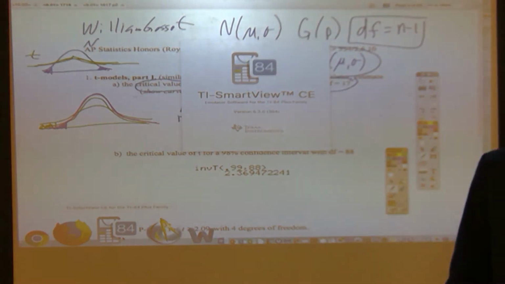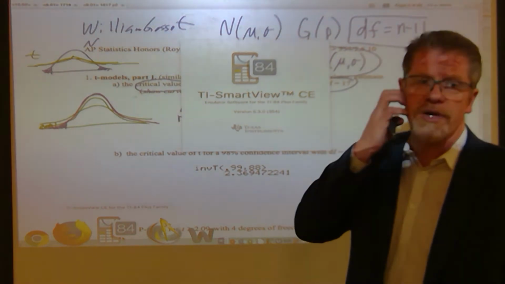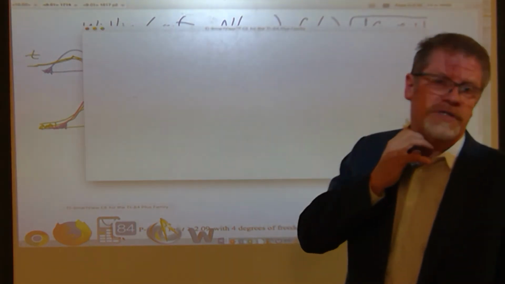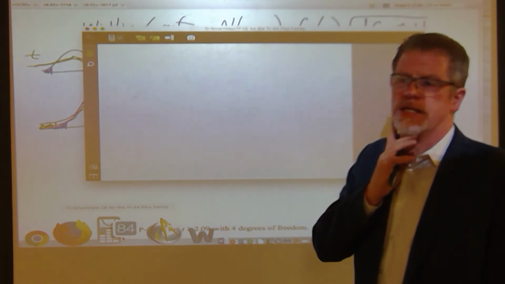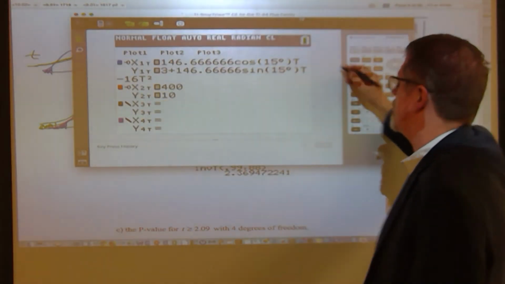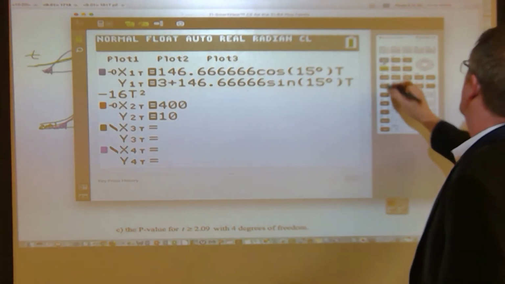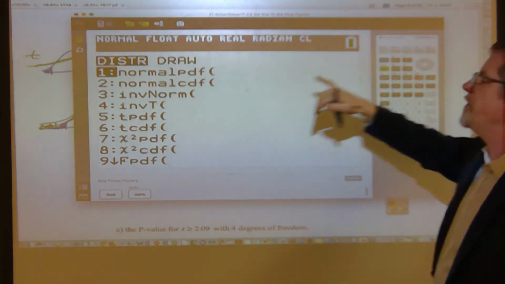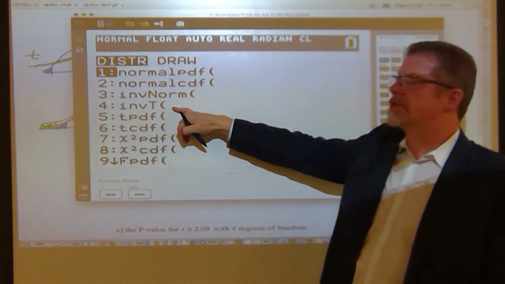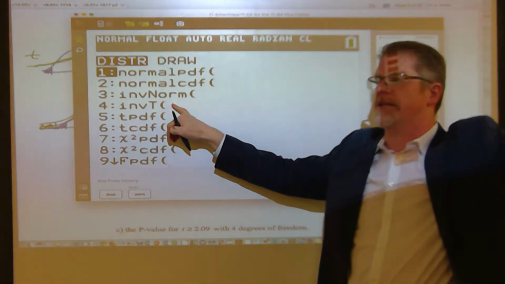Some of the old school calculators don't have inverse T on it. So I have a program in case your calculator doesn't have it, but it looks like these days all the calculators are pretty updated. Let's take a peek at what happens when you go to the distribution menu. I have inverse T on mine, it's item 4, it's right under inverse normal. Raise your hand if you have the inverse T command on your calculator.